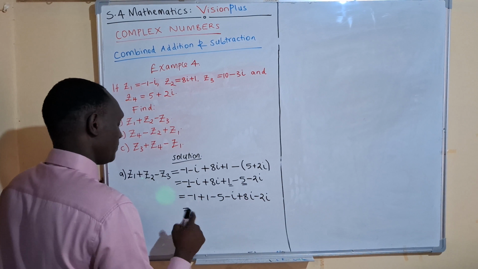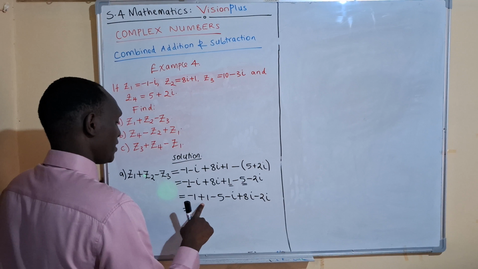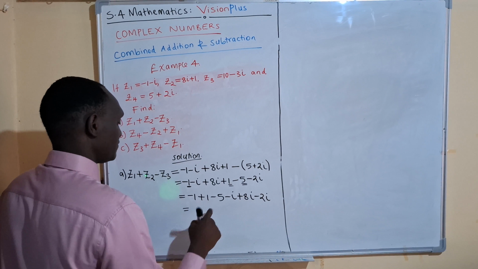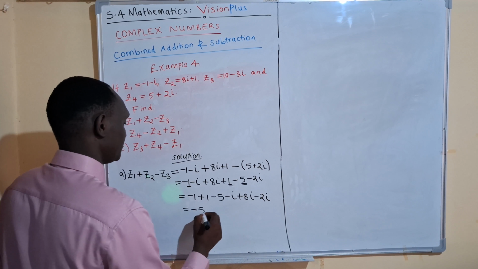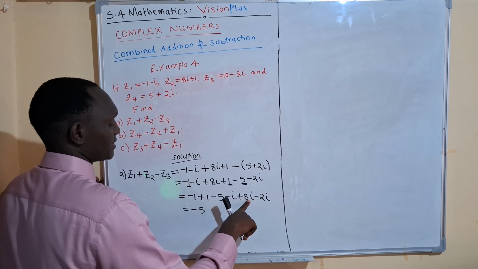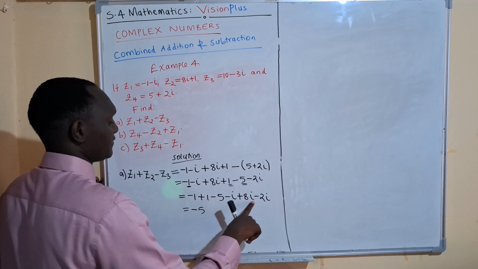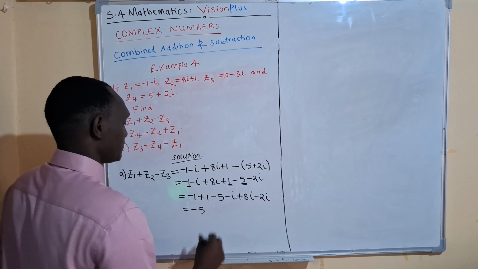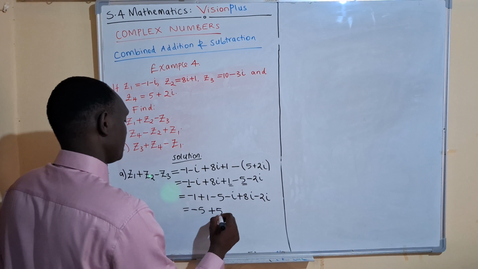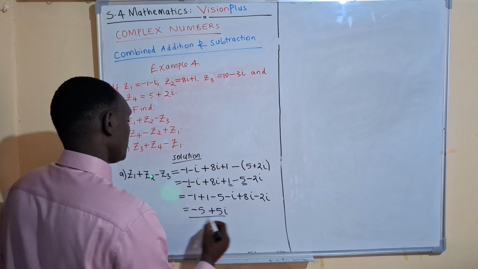Then this becomes, what is -1 plus 1? That is 0. 0 minus 5, it is -5. -i plus 8i, that is 7i. 7i minus 2i, that is 5i. So here we shall have -5 plus 5i.